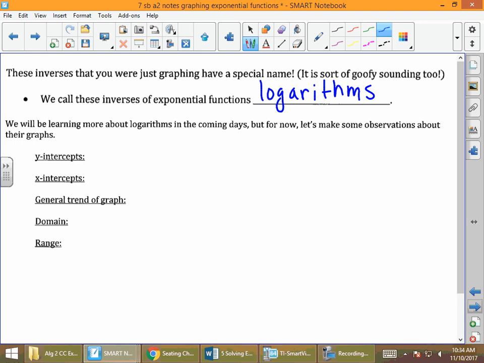Logarithms. That's all it is. It's the inverse of an exponential function. So it's easy for me to flip back. Oh, by the way, the abbreviation for logarithm is LOG.